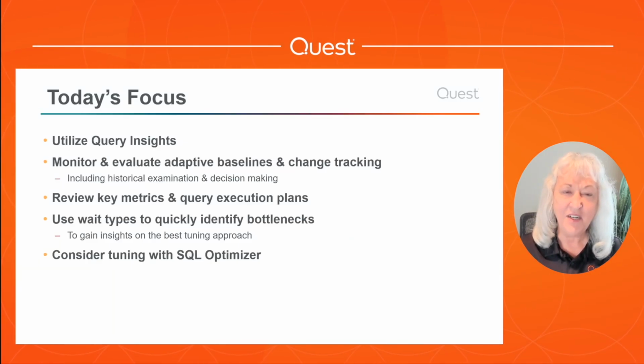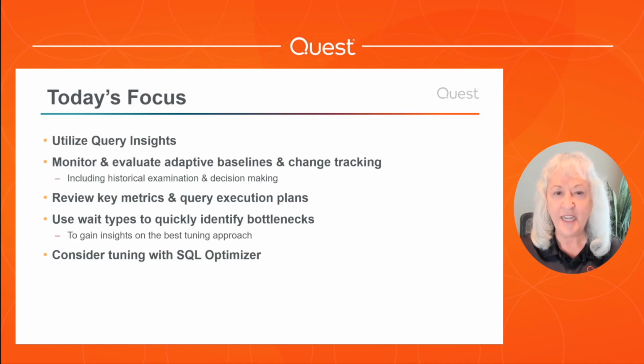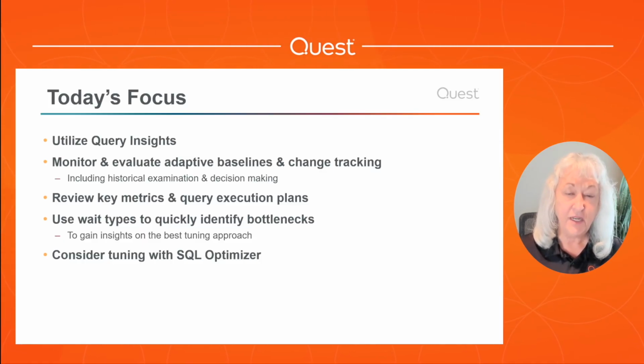The focus today, we're going to look at some of the new features of Foglight and some of the features that maybe you haven't seen in the past. I'm going to talk about adaptive baselines and change tracking so you can get an idea of how to historically examine your workloads and make some decisions about how to improve those workloads. Then we'll look at key metrics. We'll understand query execution plans. I'm going to walk through how you read an execution plan in Foglight because it's a tabular format, which you may not be as familiar with. And I'll also show you how to bring up Management Studio in Foglight.